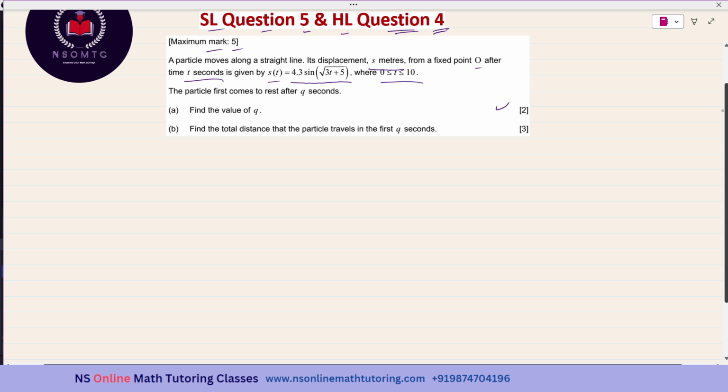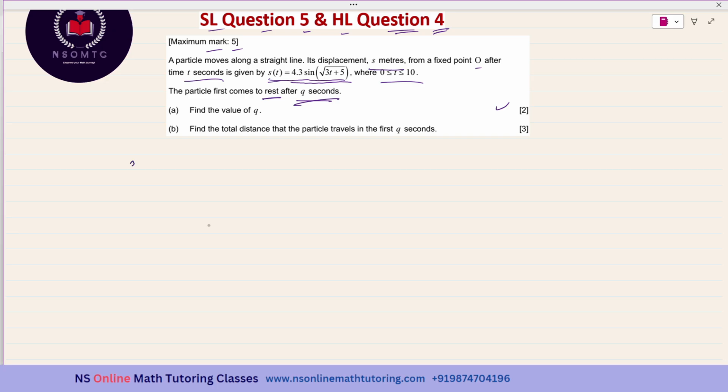Okay, so they have given the displacement expression. The particle is coming to rest. When the particle is coming to rest, the velocity has to be equal to 0. How can I get the velocity expression from the displacement expression? By differentiating the displacement expression. Therefore, first of all, let us get the expression for the velocity. Velocity should be equal to the derivative of the s of t expression with respect to t, of course. So this should be equal to 0.